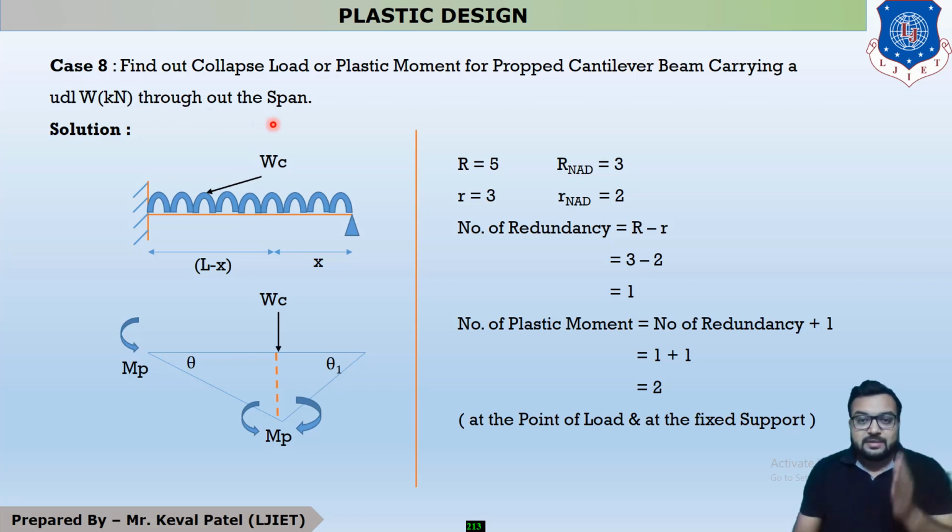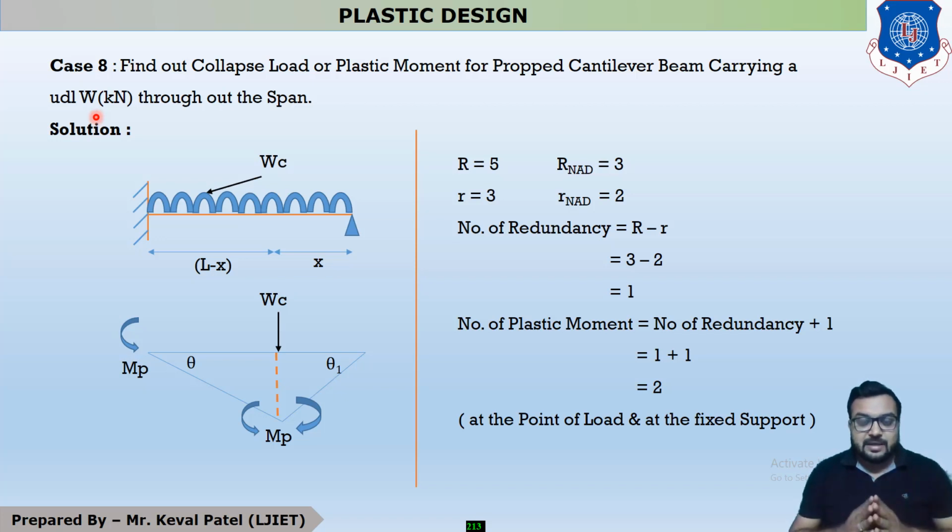This question is asked in GTU for 7 marks, and it is also asked in another way: find the collapse load or plastic moment for a propped cantilever beam carrying a UDL. You all know the unit of UDL is kilonewton per meter. But in this question, it is clearly mentioned UDL capital W kilonewton. It means the UDL is converted into a point load by multiplying by some length.